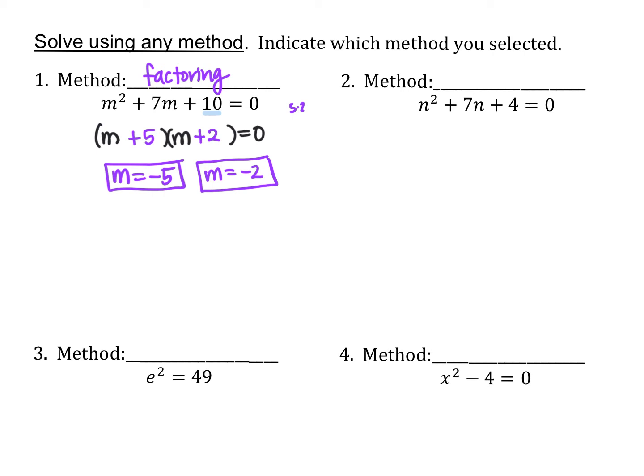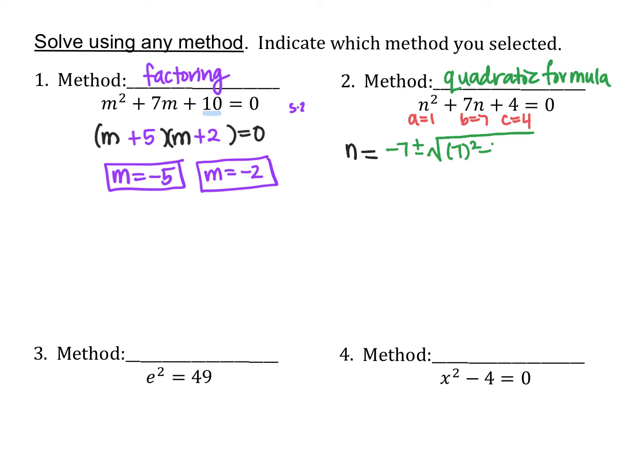Because I cannot factor it, I'm going to use the quadratic formula because the quadratic formula always works. And if it can't factor, it's probably irrational, which also means the quadratic formula is easier. Okay, so a is 1, b is 7, c is 4. Negative b plus or minus the square root of b squared minus 4ac, all over 2a. Now I'm suspecting it's going to be irrational. Otherwise, I should have been able to factor it.